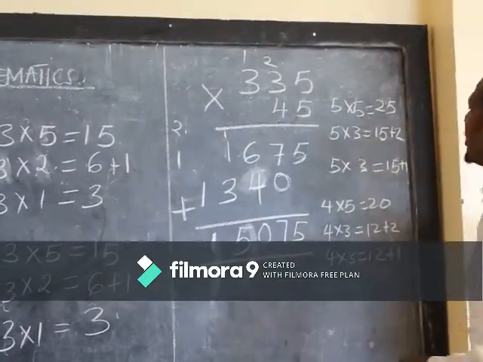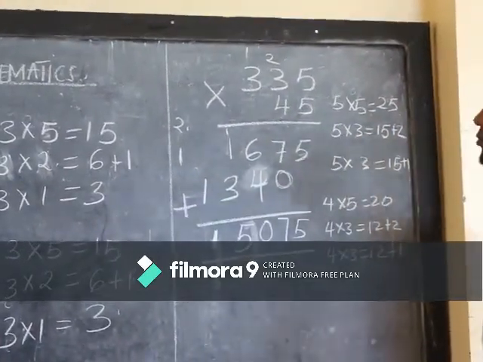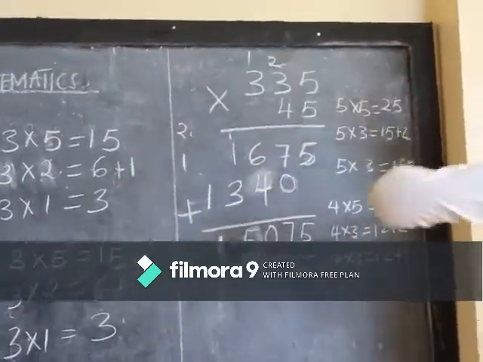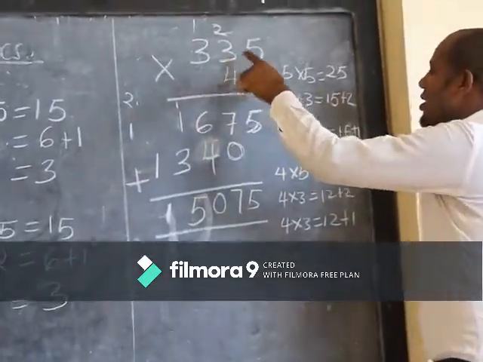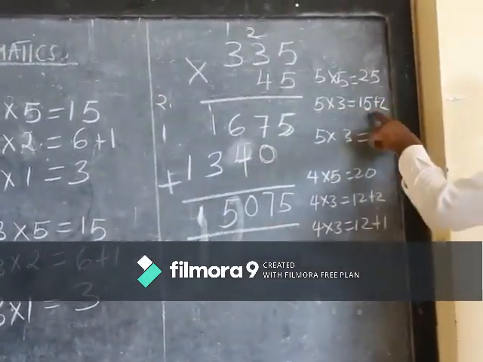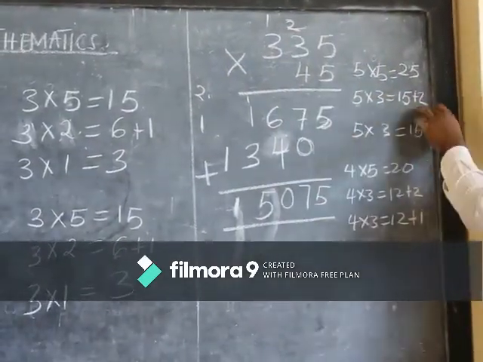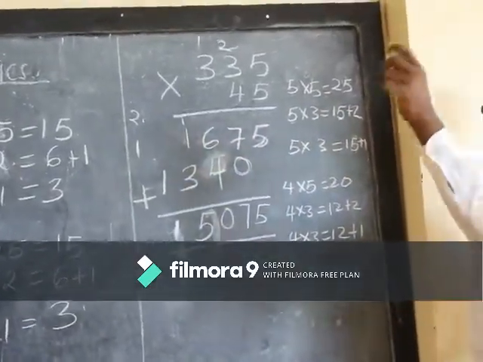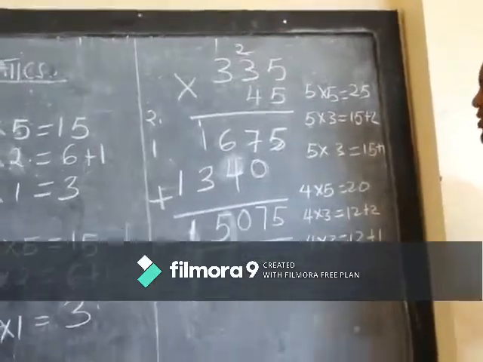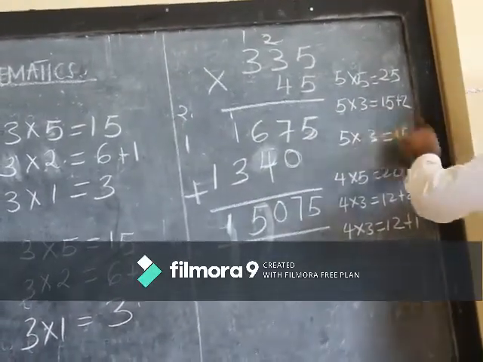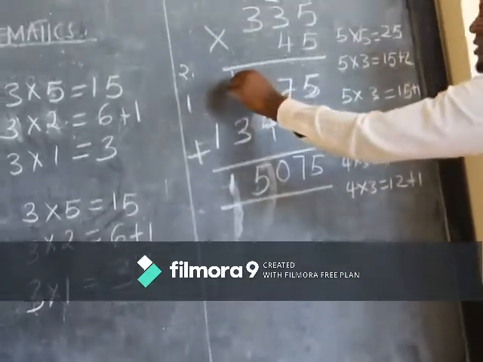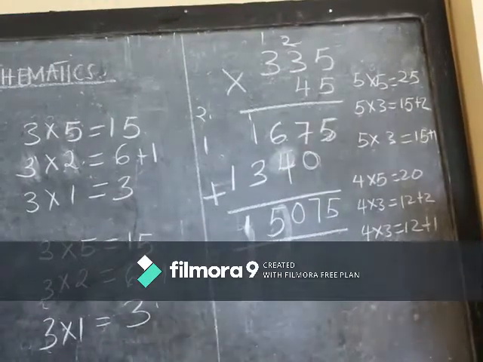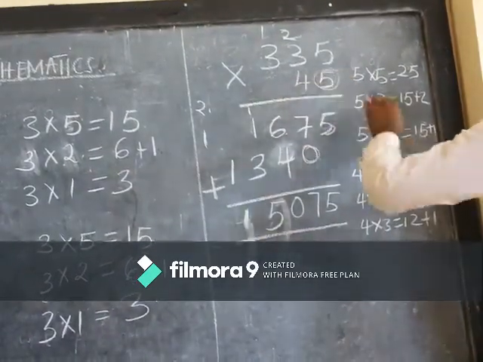5 times 5, you will get 25. So 25, you are going to write 5, you carry 2, which is here up here. Now 5 times 3 is equal to 15 plus this 2 here. So you will get what? 17. Then you write here 7. You carry 1. 5 times 3 is equal to 15. 15 plus this 1 here, you will get what? 16. That's why I have written here 16. Then we have already finished with the first multiplier.